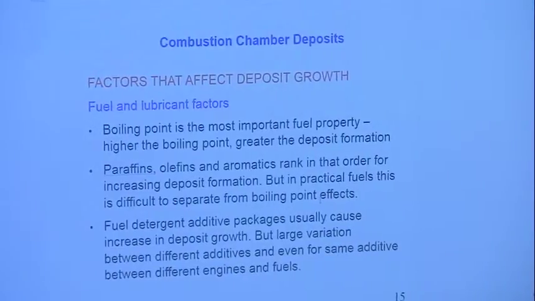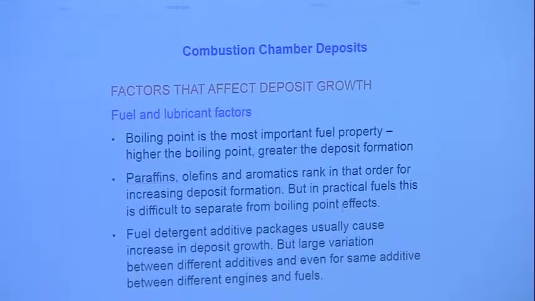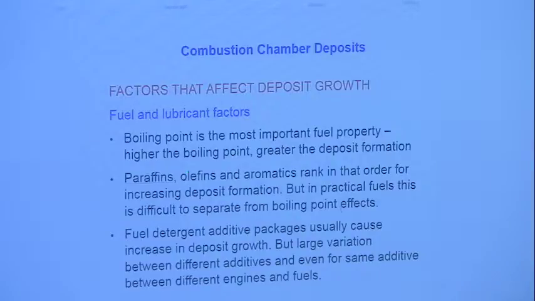And fuel and lubricant factors, as I said, boiling point is the most important fuel property. In general, the higher the final boiling point, the greater the deposit formation. Paraffins, olefins, and aromatics rank in that order for increasing deposit formation for a given boiling point. But of course, the aromatics in gasoline generally have a higher boiling point anyway. In practical fuels, this is difficult to separate from boiling point effects, because gasoline is so complex.